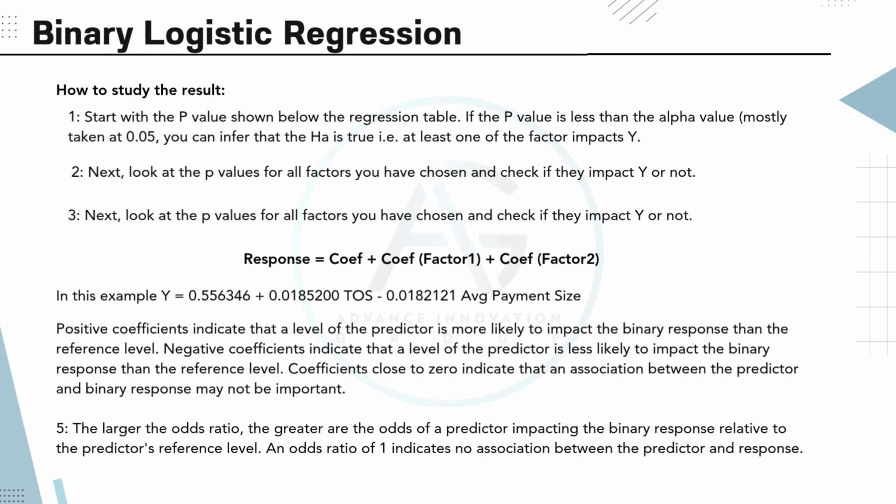Step 5. Check the odds ratios. Finally, interpret the odds ratios. An odds ratio greater than 1 implies an increase in the probability of the event. An odds ratio equal to 1 means no effect. Less than 1 means reduced likelihood of the event occurring.